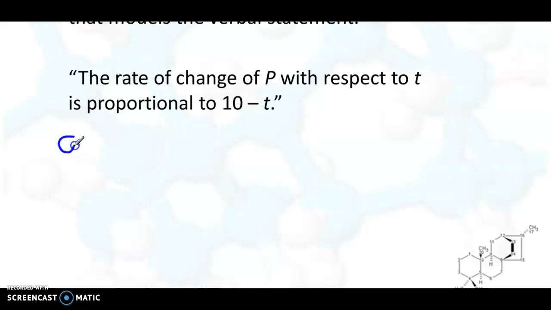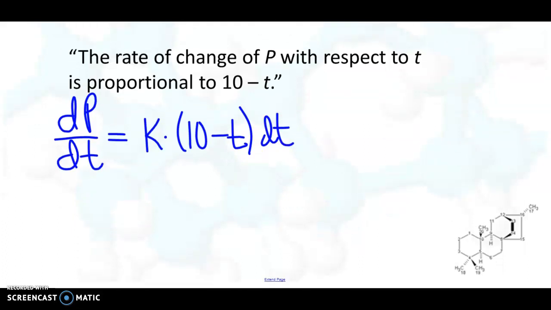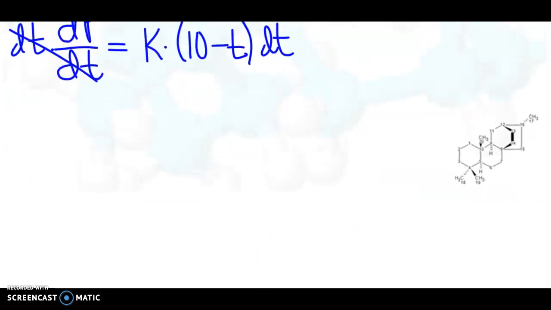So how we do this is we take dp/dt, and because it's proportional, we saw before it was k times dt. Well, we have k, but our function this time is 10 minus t rather than just nothing in general. Multiplying dt to both sides, we want to make sure that dp is on one side and t is on the other.